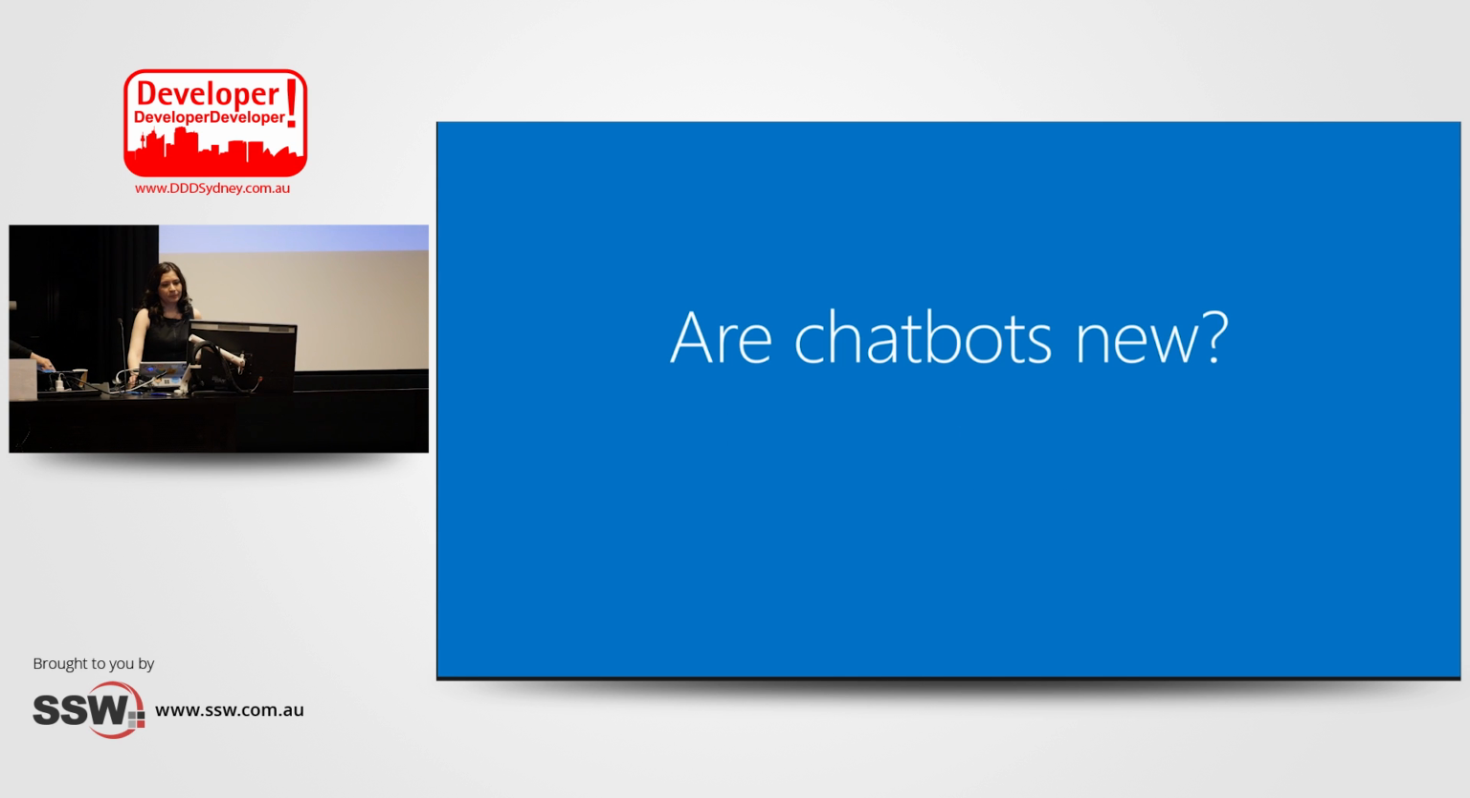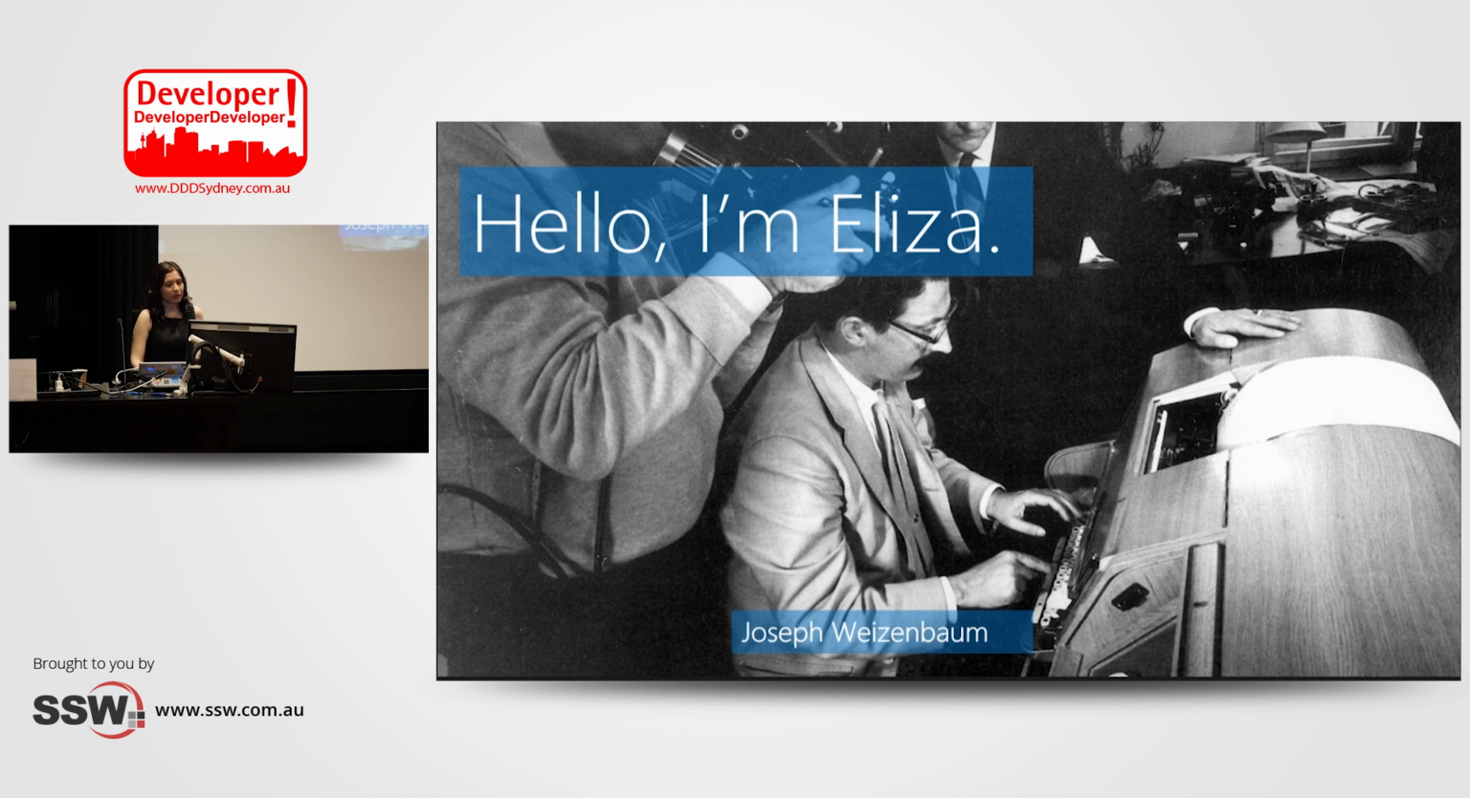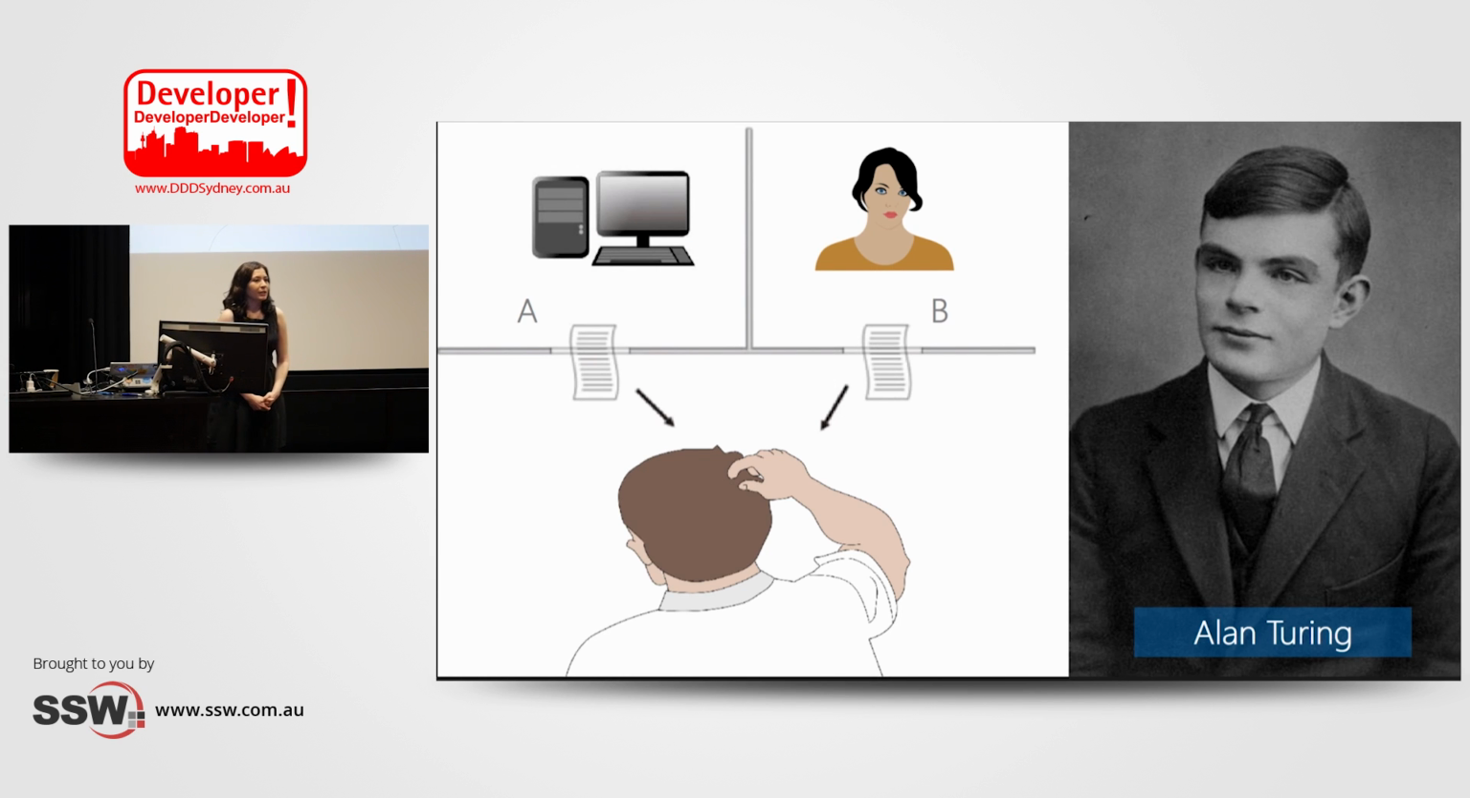Chatbots are not new. The very first chatbot, called Eliza, was built between 1964 and 1966 by Joseph Weizenbaum at the MIT AI Lab. Eliza wasn't a normal chatbot. It was a smart chatbot. It was one of the first programs which passed the Turing test. Alan Turing in 1950 introduced a test to examine a machine's ability to show intelligent behavior equal or indistinguishable from a human.